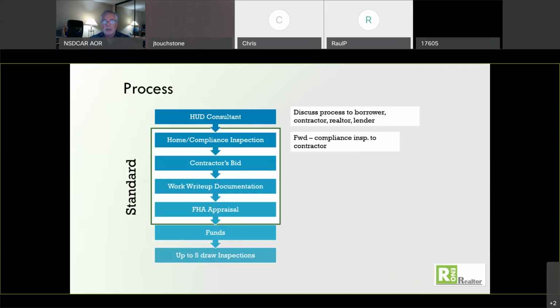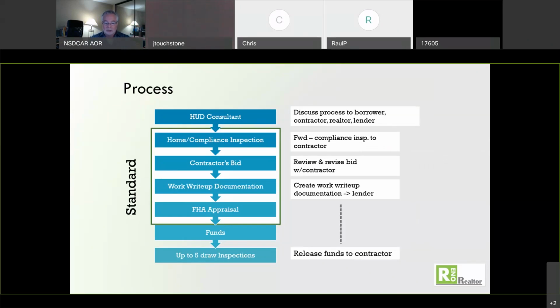I'll do the compliance inspection. That report comes out literally the next day. So that gets forwarded to the contractor, and those compliance conditions are going to be incorporated into the construction bid. And then I'll be working with the contractor, revising the bid, putting the work-up documentation together. Once that's complete, submit that to the lender. They order the appraisal. The appraisal comes in to support the overall loan amount. We close escrow, it funds.